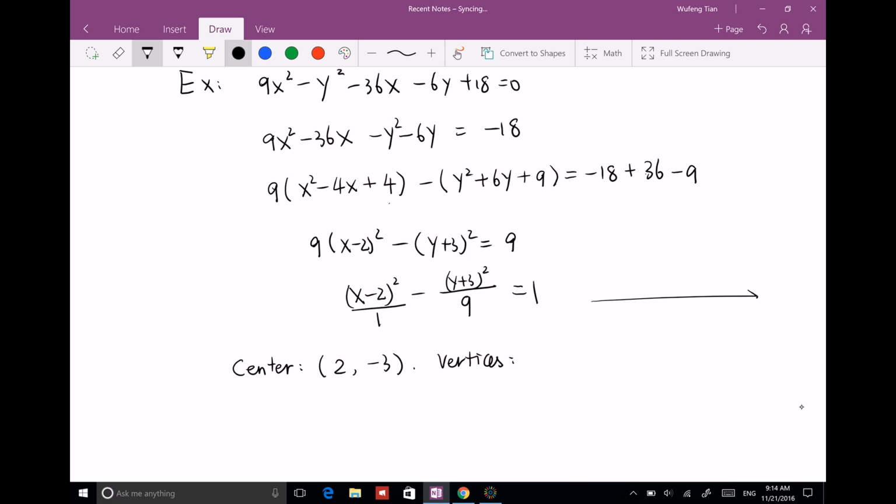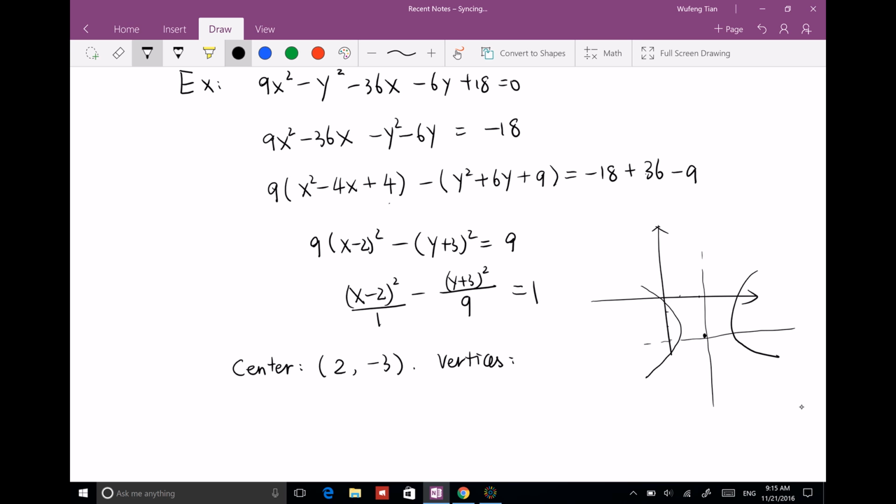The vertices are gonna be... So is it transverse horizontal or transverse vertical? Transverse axis. The transverse axis is horizontal.